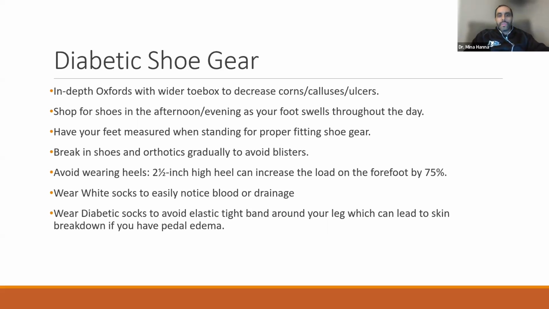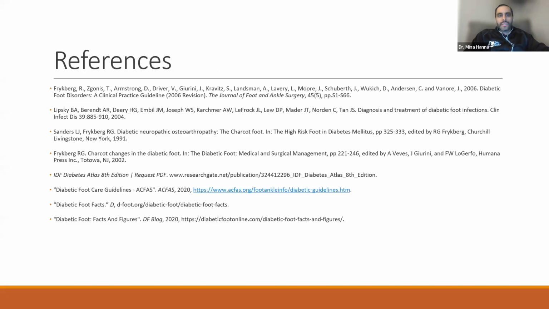It's always good to stand when you're measuring your shoes because your foot gets wider. You should always break in shoes and orthotics gradually to avoid blisters. Avoid wearing heels. A 2.5-inch heel can increase the pressure on the forefoot by 75%. It's always good to wear white socks because if you have neuropathy and you get a cut, you can see the drainage. If you wear dark socks, you might not notice it. And make sure the socks are not too tight. They do make diabetic socks for that.